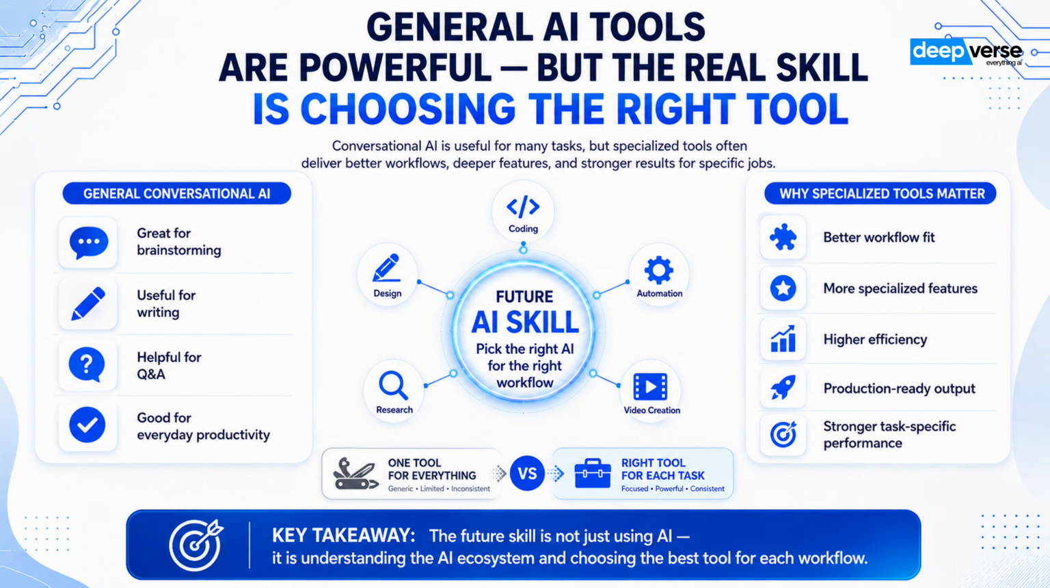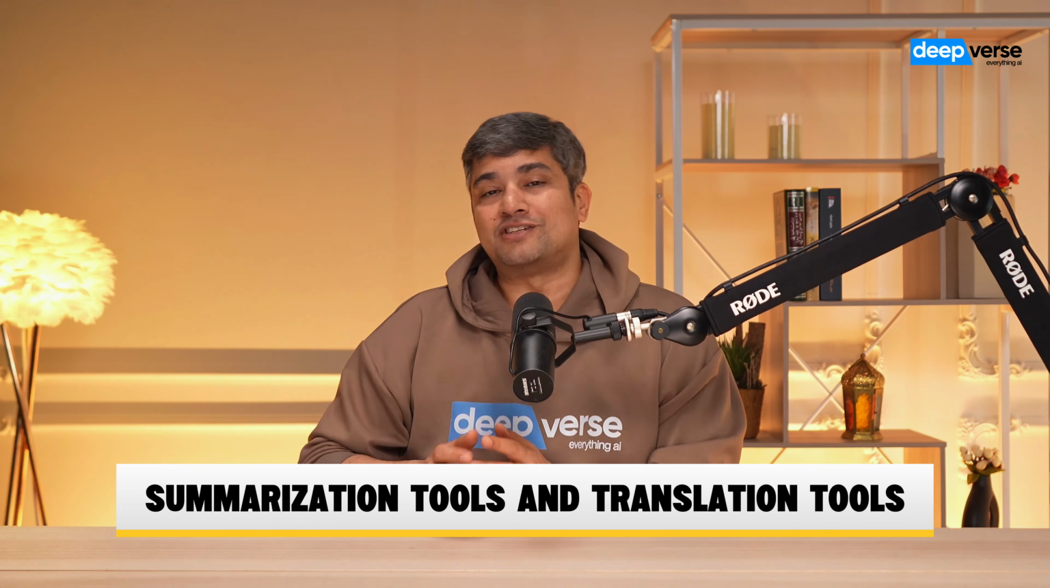So the real future skill is not about knowing that AI exists, it's understanding which AI tool fits which workflow, and how to combine these tools together, and how to use AI strategically to amplify productivity and creativity. That's where the real competitive advantage will come from. Now let's look into two more AI categories that are becoming extremely useful in daily life and work: summarization tools and translation tools.